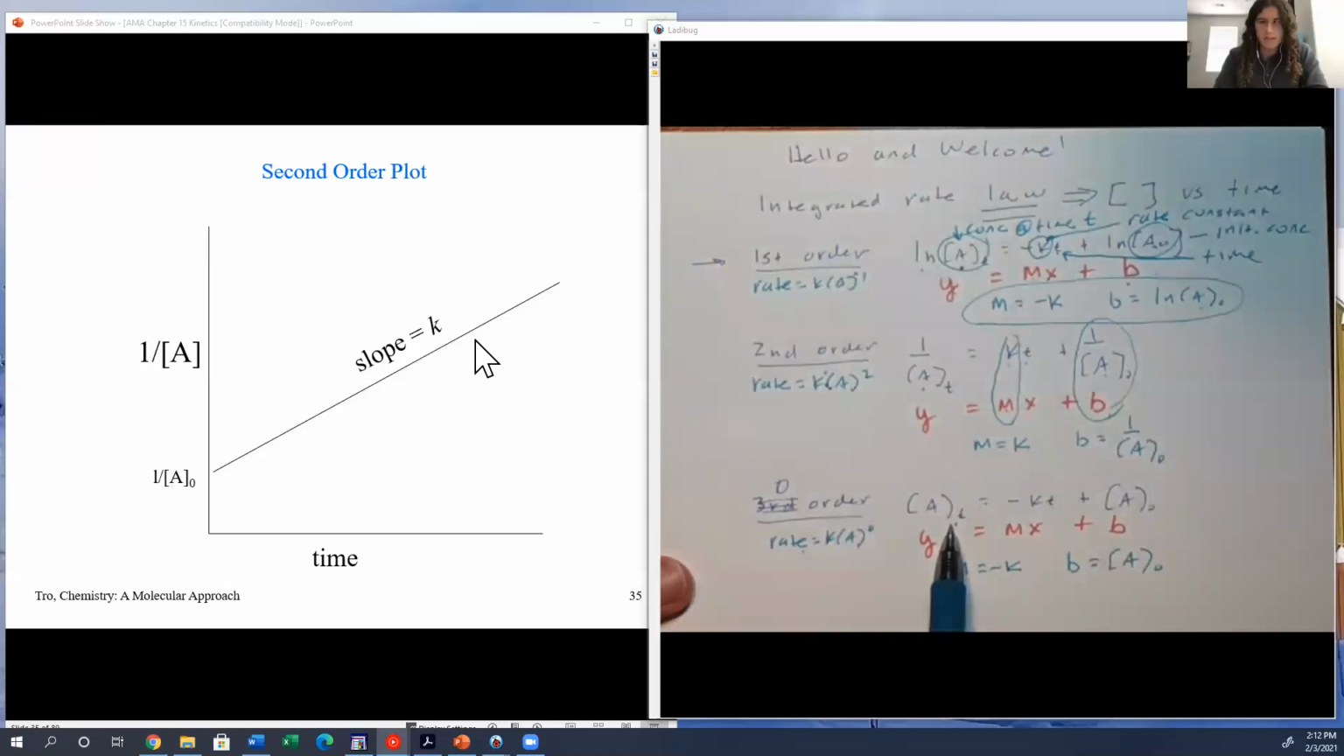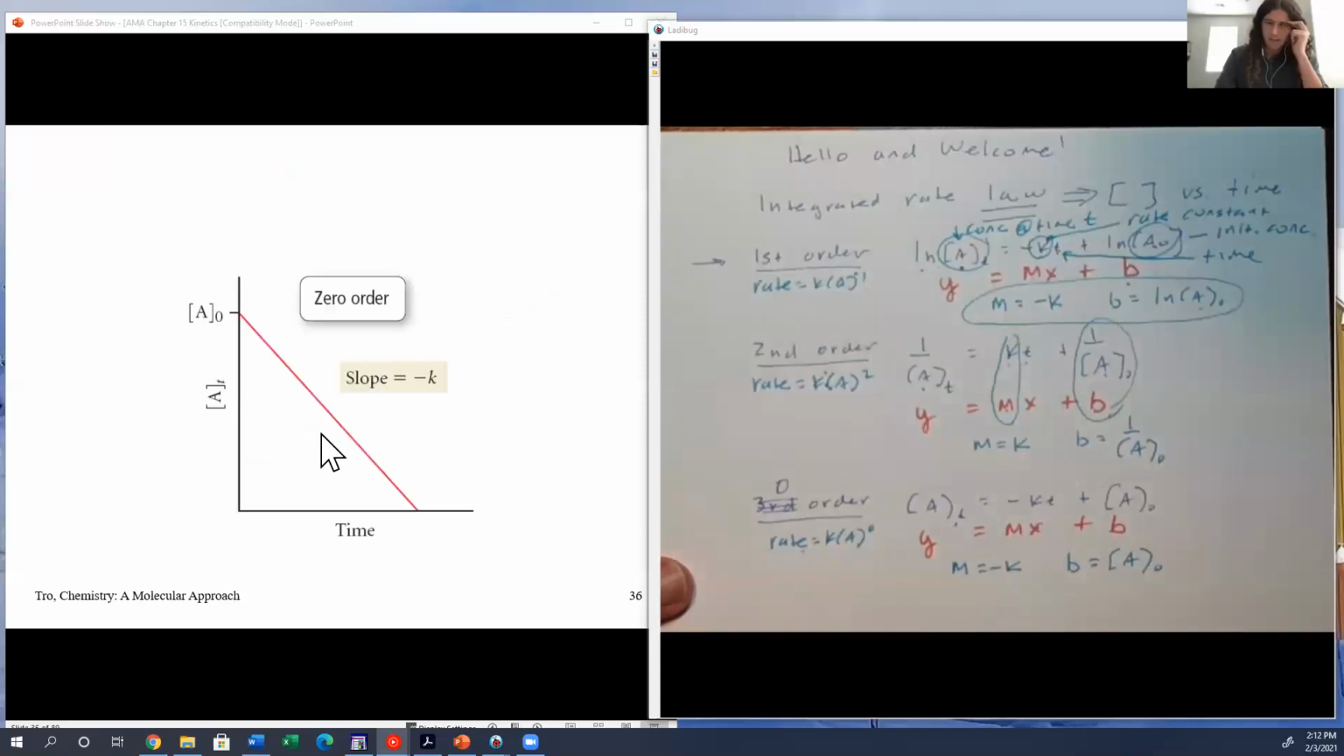So A of t is your y, and then negative k would be your slope. Time is still your x variable there, and then just A of 0 is B. So there it is. If I plot A as a function of time, I'm going to get a straight line, right? My slope is going to give us minus the rate constant.